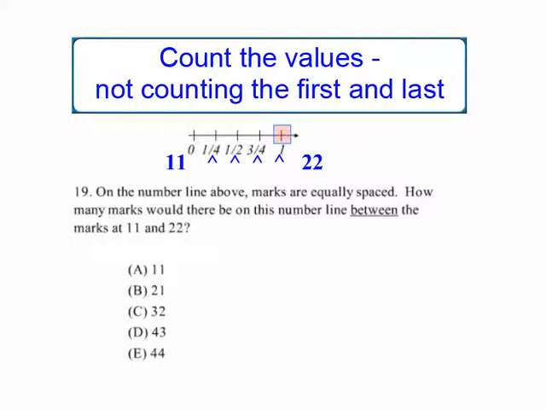So we have 4 marks, and between 11 and 22, 11 from 22 leaves 11. So 4 times 11 gives us 44. But we have to subtract the 1 out that represents 22. So we have 43 marks between 11 and 22.